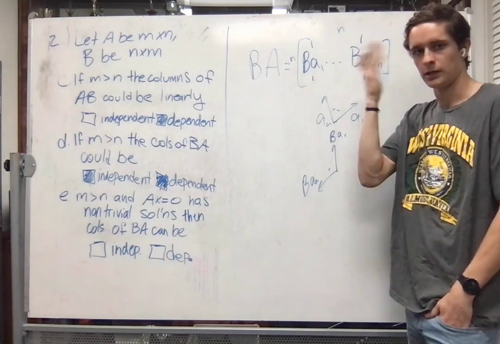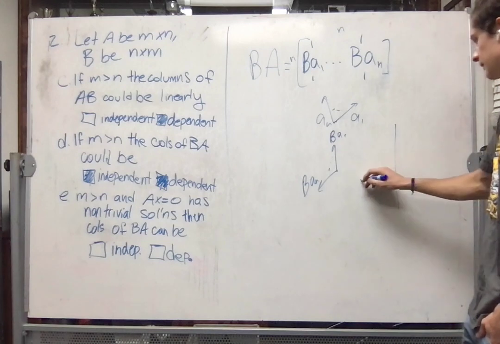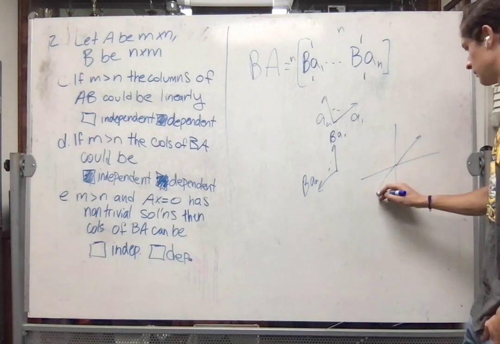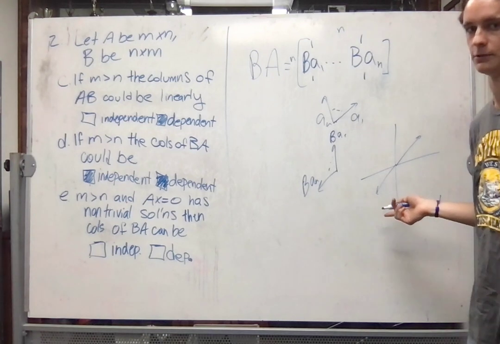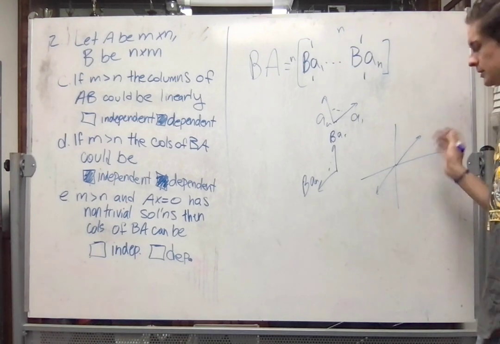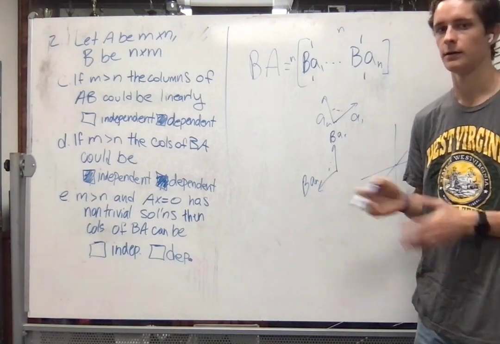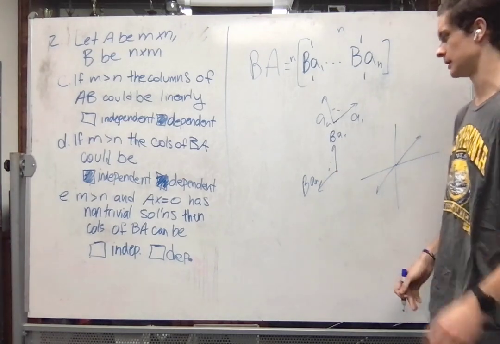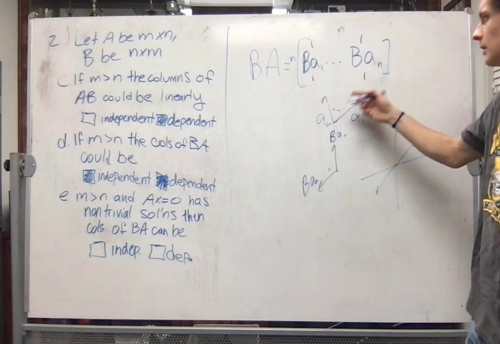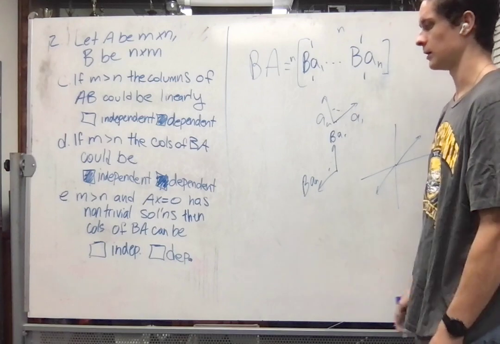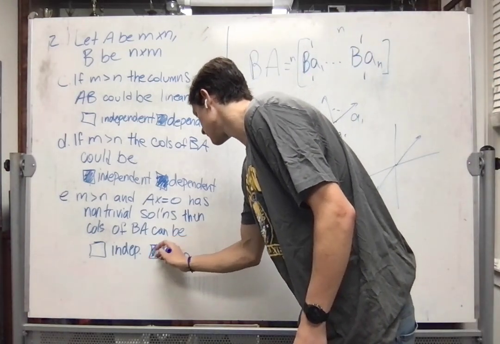But it should make sense geometrically. Let's say I have two vectors on a line. No matter what linear transformation I do to these two vectors, they're still going to be dependent. They're not going to end up in different directions, right? So that should make some sort of sense to us. What this means is that these BAi's are all dependent with each other. So this is going to be our answer.